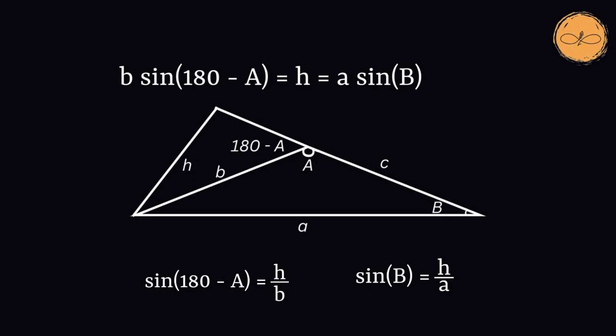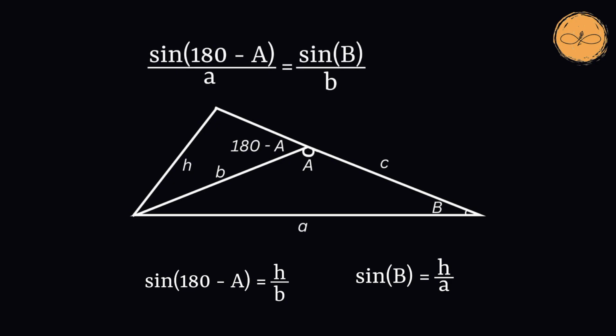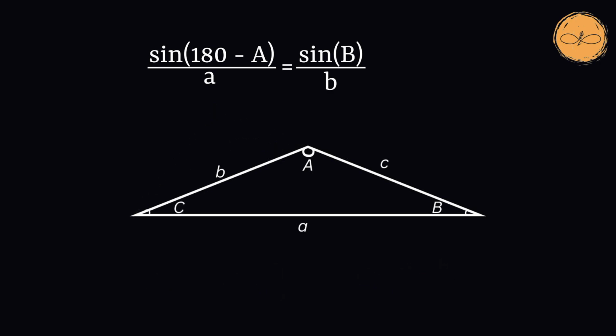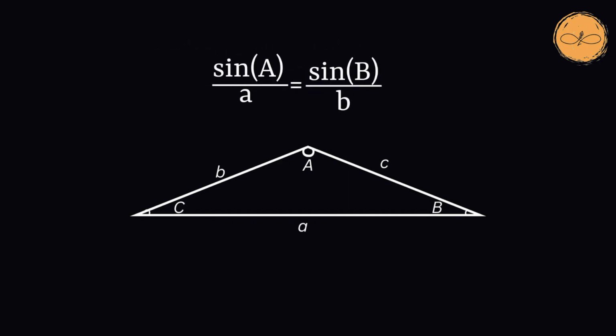We can divide both of these quantities by a times b, so that sine of 180 degrees minus A over a is equal to sine of angle B divided by b. But now we use the fact that sine of 180 degrees minus A is equal to the sine of angle A. This means that the sine of angle A divided by side length a is equal to the sine of angle B divided by the side length b.